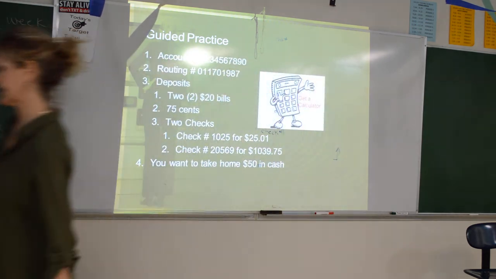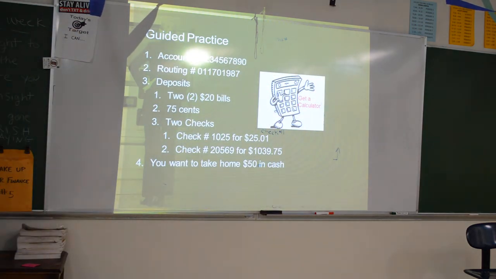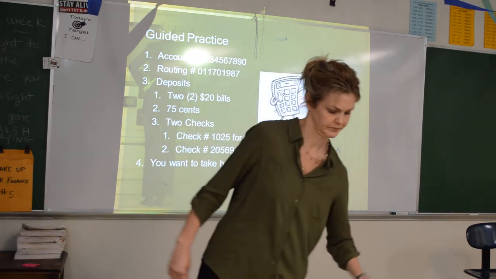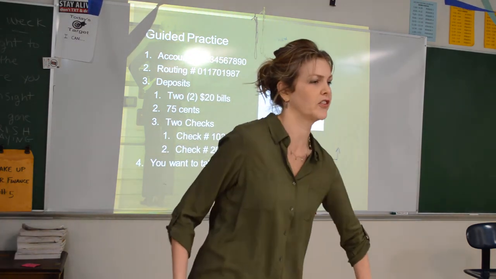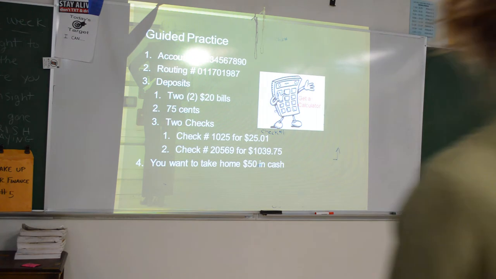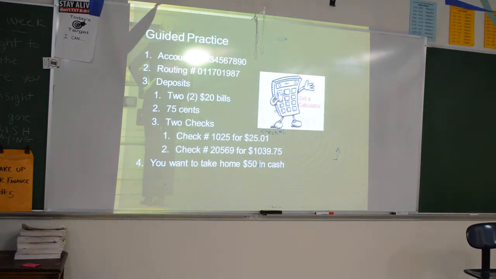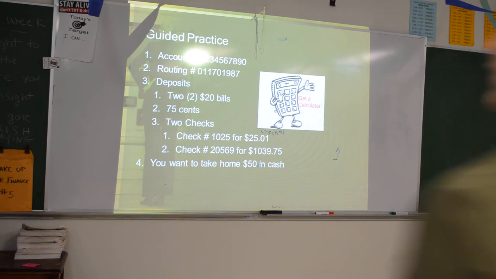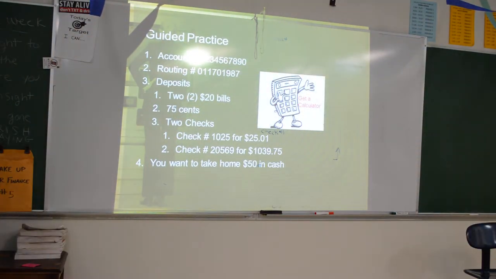So let's do this as an exercise together. Okay, what is the first step? Look at the step-by-step instructions for how to fill out a deposit slip. Why do you put your account number on there? This is the account number at the bank, and this is your actual name. Okay? Step number one is to fill in your name and account number.